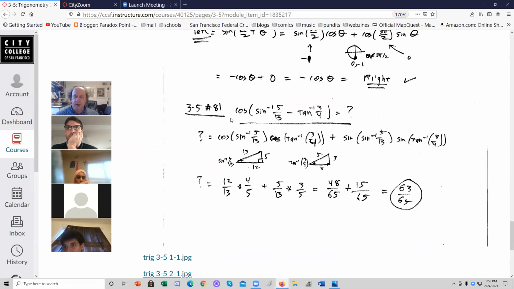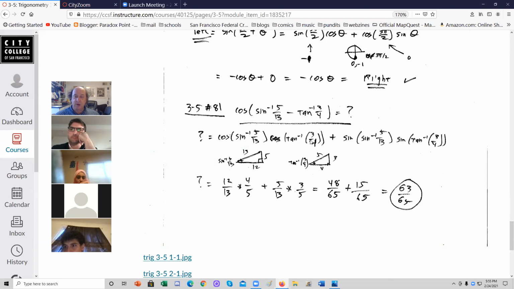Here we have a complicated thing. Cosine of a difference of an arcsine and an arctangent. All right, cosine of a difference is cosine cosine plus sine sine. Okay, cosine of arcsine 5/13. We have a right triangle whose angle is arcsine 5 over 13, so opposite side 5, hypotenuse 13. And after a bit of Pythagoras, you get this adjacent side is 12. So this cosine of arcsine 5/13 is 12/13.